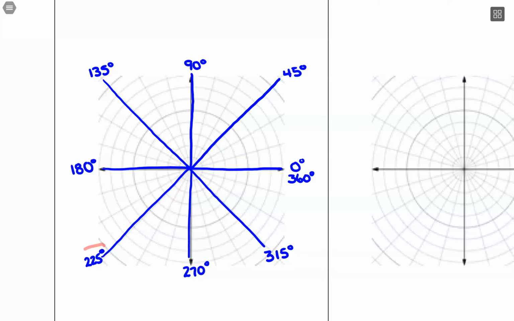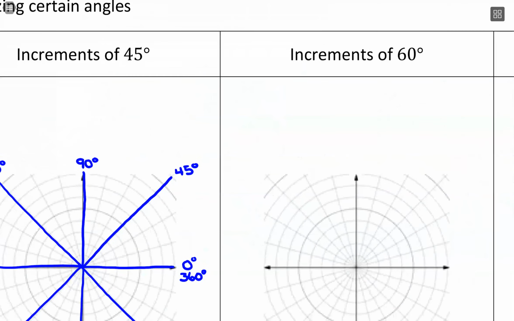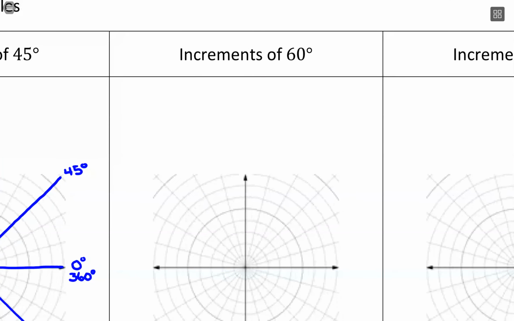These numbers, again, we just want to be able to visualize where they're landing. Even if you don't memorize that 225 is exactly there, knowing that if you took 180 plus 45, moving halfway between, you could get to that 225. So it's more about mapping to these pieces rather than memorizing the actual numbers. Let's look at increments of 60 degrees.